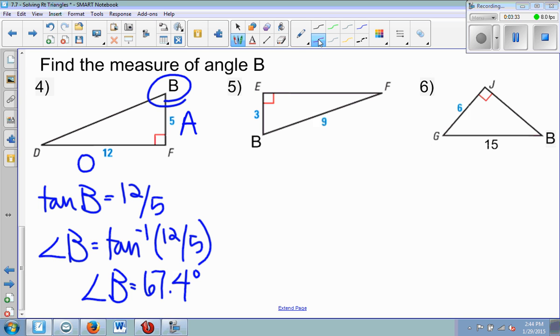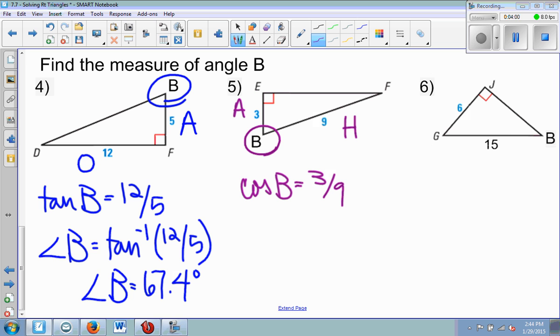So in the next one, we're finding angle B. Angle B is here. From angle B, this 3 is the adjacent side. The 9 is the hypotenuse. So if we want to figure out angle B, I'm going to use a cosine ratio because A and H helps me use cosine. So we're going to say that the cosine ratio for B is 3/9.